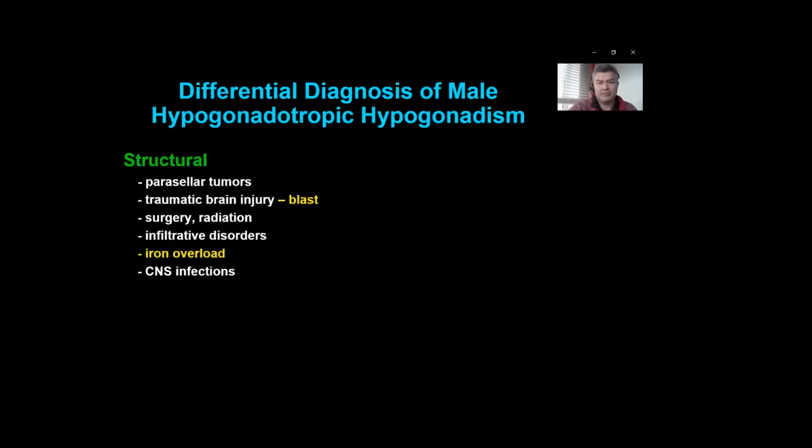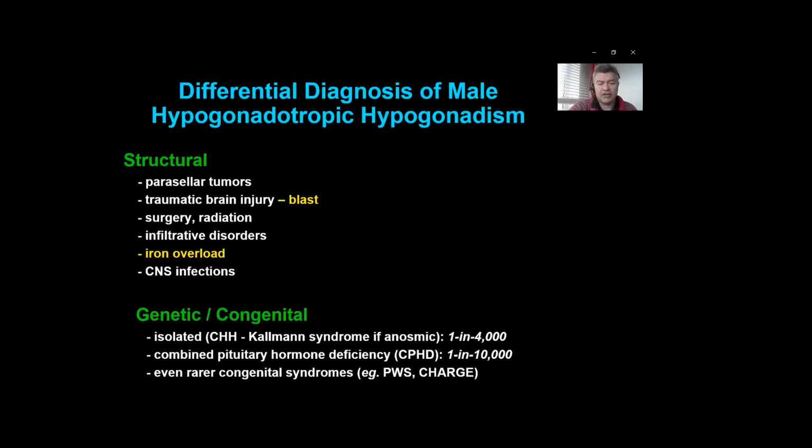So for the differential diagnosis of male central hypogonadism, first of all, you need to consider structural causes. Traumatic brain injury: civilian trauma tends not to cause much hypopituitarism. It's much more common with military blast trauma.